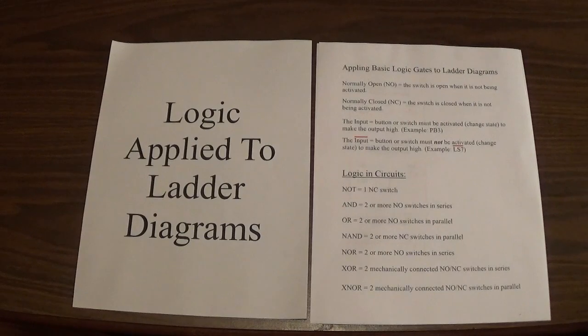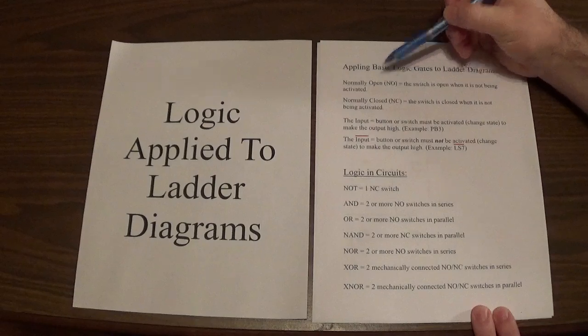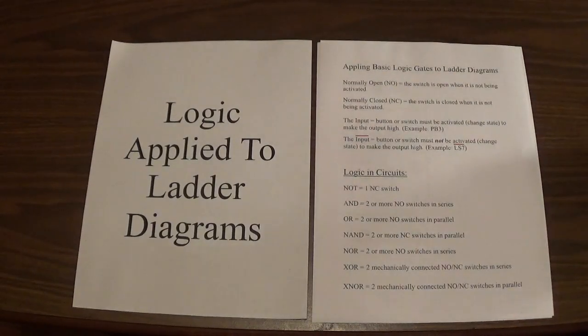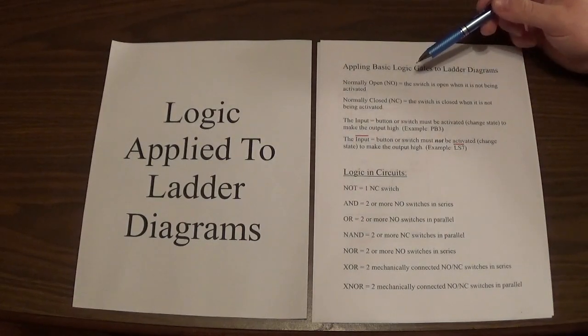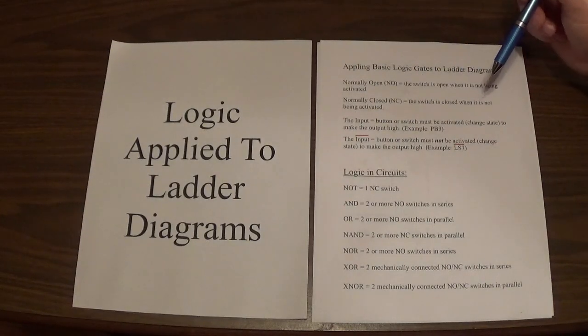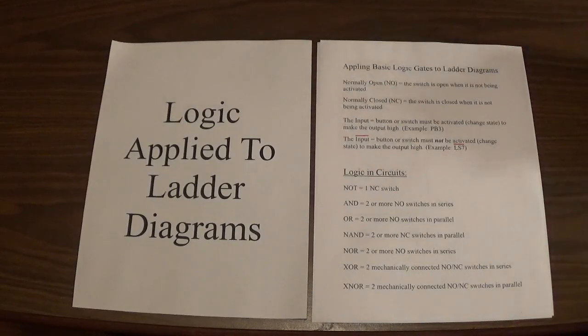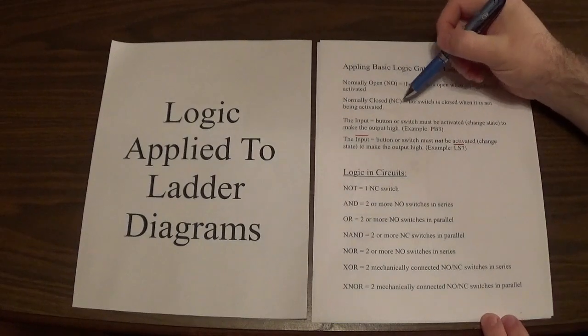Alright, so the first thing is we are looking at the two categories of the switches. We have what we call normally open switches and normally closed switches. So this means their normal state, their non-activated or non-energized state when we're talking about control components. Normally open means that the switch is open when it's not being activated. And normally closed means that the switch is in a closed condition when it is not being activated. Okay, so that's the two categories that we have, either normally open switches or normally closed switches, and those are always abbreviated NO and NC.